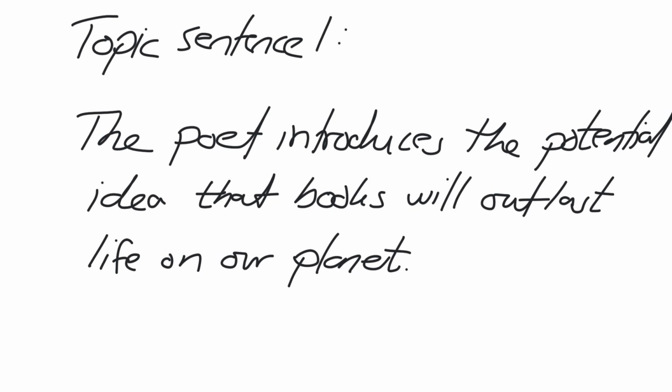You then want to go on and break this into three or four main ideas for your body paragraphs. And as I suggested before, I think in this poem it makes sense to do essentially one paragraph per stanza to start off with. So for stanza one, you might come up with something like this. You might say that the poet introduces the potential idea that books will outlast life on our planet.